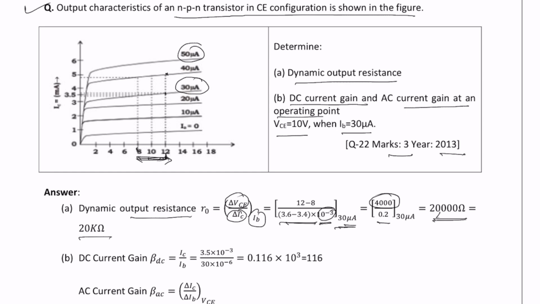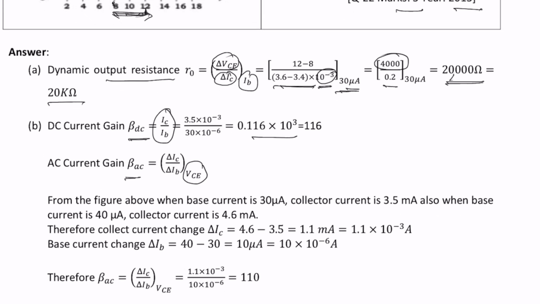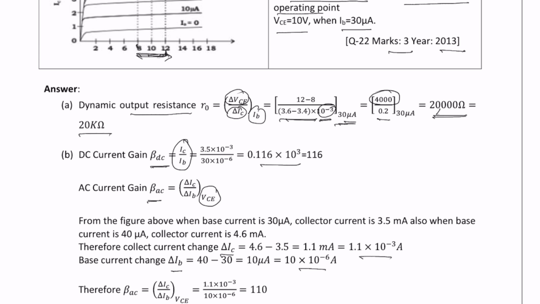Now DC current gain, we represent current gain by beta, is collector current by base current. So the corresponding collector by base current ratio we found. AC current gain is found when the collector emitter voltage is fixed. So it is the change in collector current to the change in base current. Okay, so we have calculated this, correct? The change in collector current and change in base current, find the ratio, then we get the beta of AC. Okay. So take the screenshot.